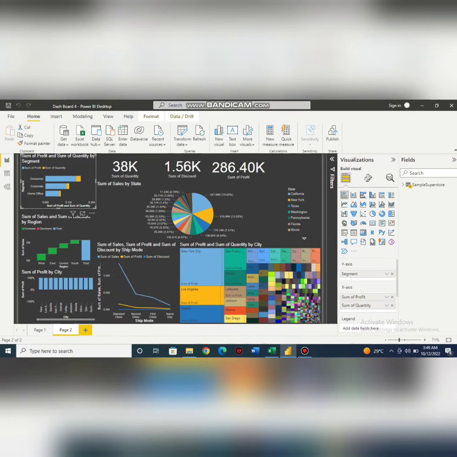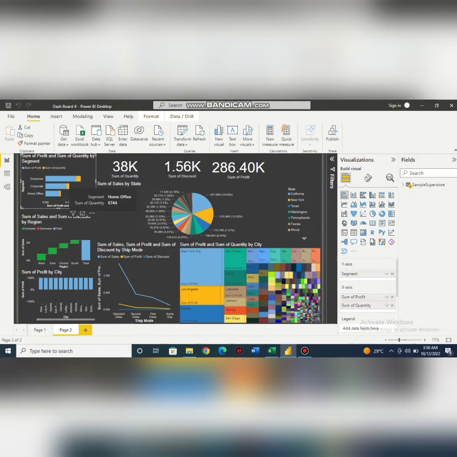Firstly, this visualization is about the profit and quantity by segment. Different segments of customers are present, in which different types of customers are demanding products. Number one is home office, number two is corporate, and number three is consumer.